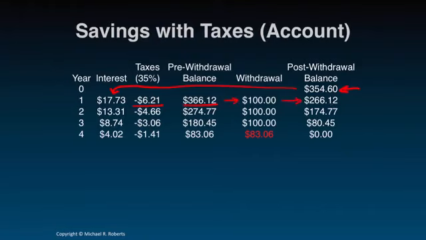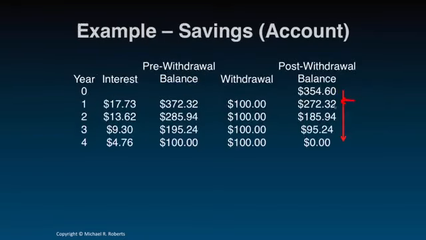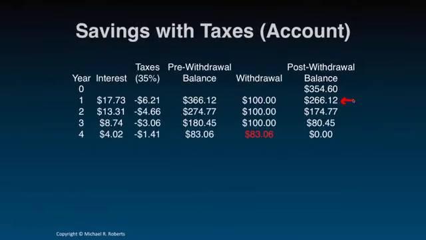Which, by the way, the $266.12 is less than the $272.32 because of the taxes. Now, if we continue that process, we'll get down to zero, but only because in the last year we can only pull out $83.06. That's all we have left in that last year.